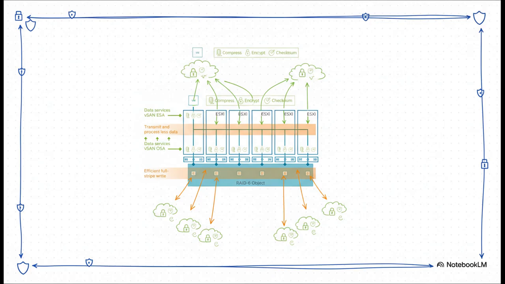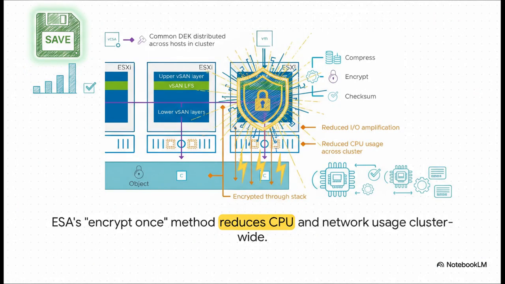Now look at OSA. Those processes are happening way down low on every single host that holds a piece of that data. You can see how that would add up. And here is the big payoff. By encrypting only once, way up high in the stack, ESA just massively reduces the I/O amplification and the CPU usage across your entire cluster. You're not burning cycles encrypting the exact same data multiple times on different machines. The bottom line is this: ESA makes encryption way, way more efficient.